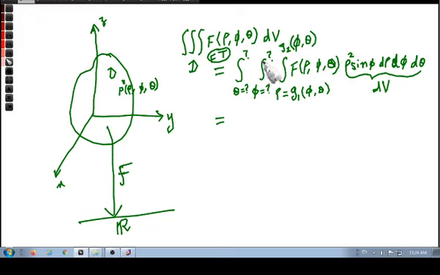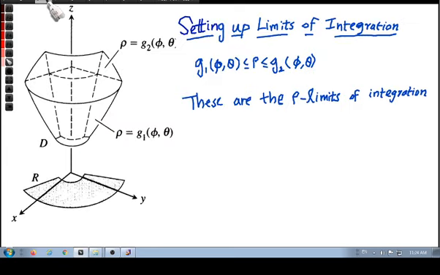So here the triple integral over D of f dV, by Fubini's theorem, is given by iterative integrals. First rho varies from g1 of phi comma theta to g2 of phi comma theta. These are the rho limits of integration. So assume that there is a ray starting from the origin and passing through the region D. Leaving is the upper limit and entering is the lower limit.